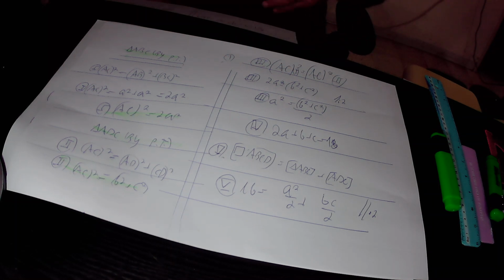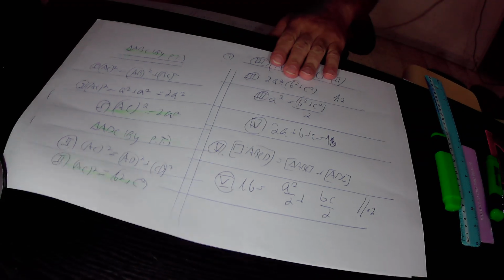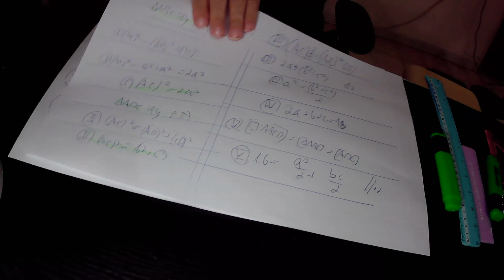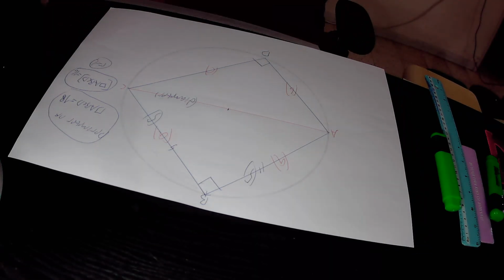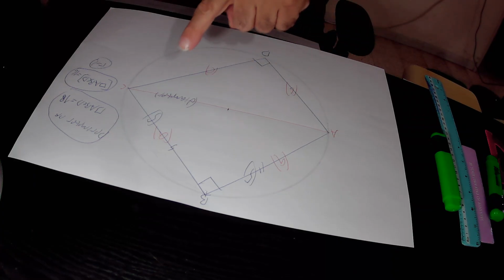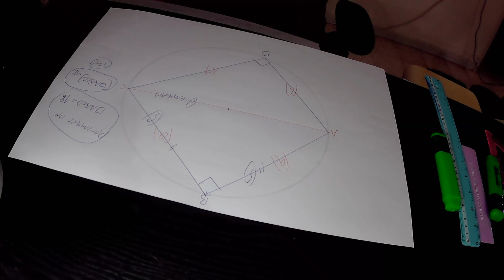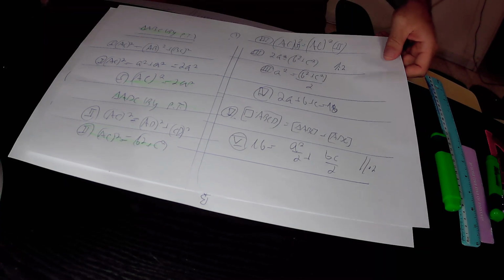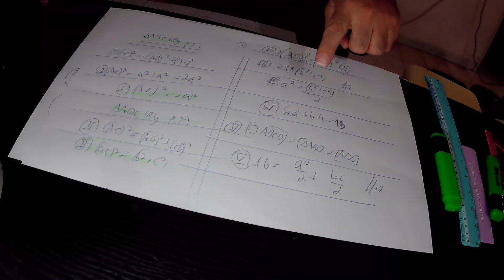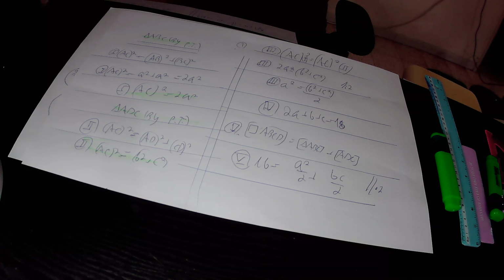Here we divided equation 3 by 2 and found that A squared equals B squared plus C squared over 2. It is given that the perimeter of this quadrangle ABCD equals 18. So A plus A is 2A, plus C plus B, equals 18. 2A plus B plus C equals 18. According to equation 4, we found that 2A plus B plus C equals 18.